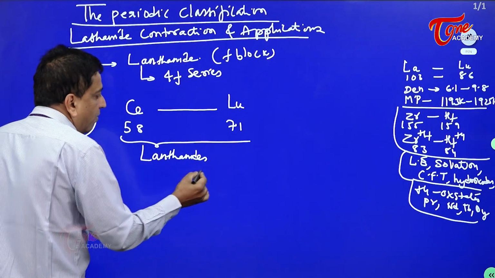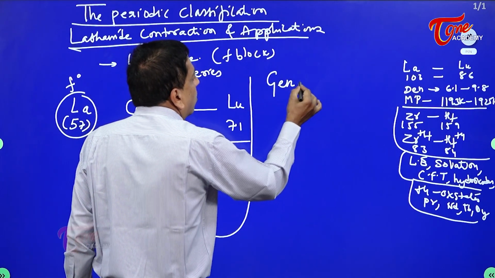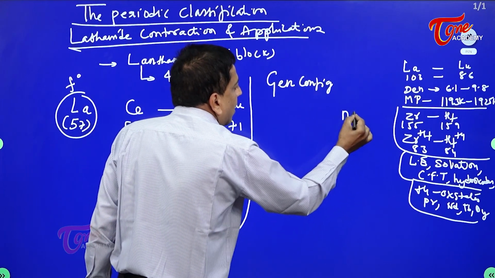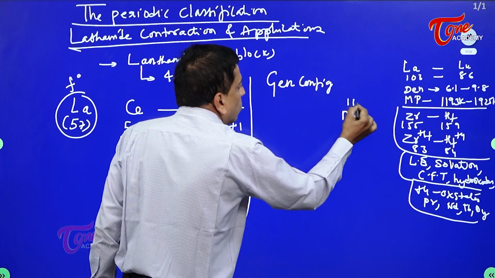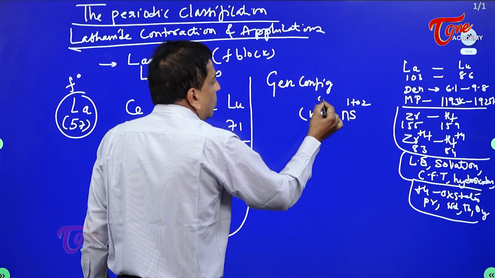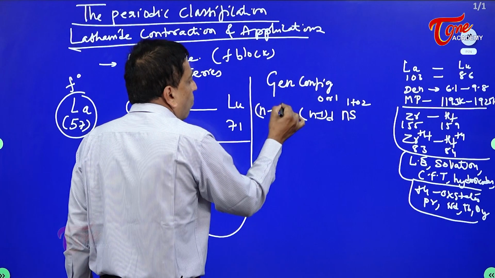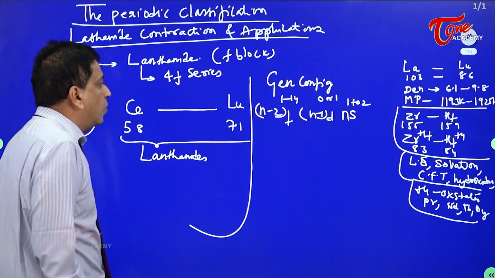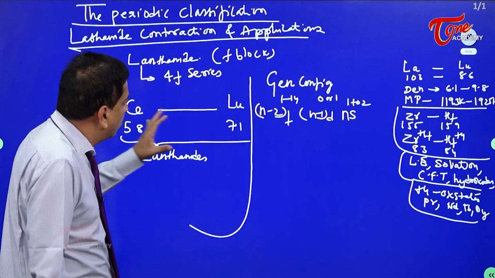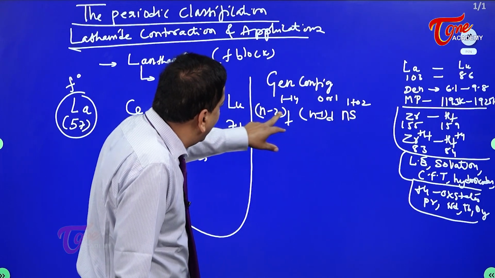Look into their electronic configurations. The general configuration involves 3 subshells: the ultimate shell ns 1 to 2, (n-1)d 0 or 1, and (n-2)f 1 to 14. That is the general configuration from cerium to lutetium. You have 3 subshells, called the ultimate, penultimate, and anti-penultimate.